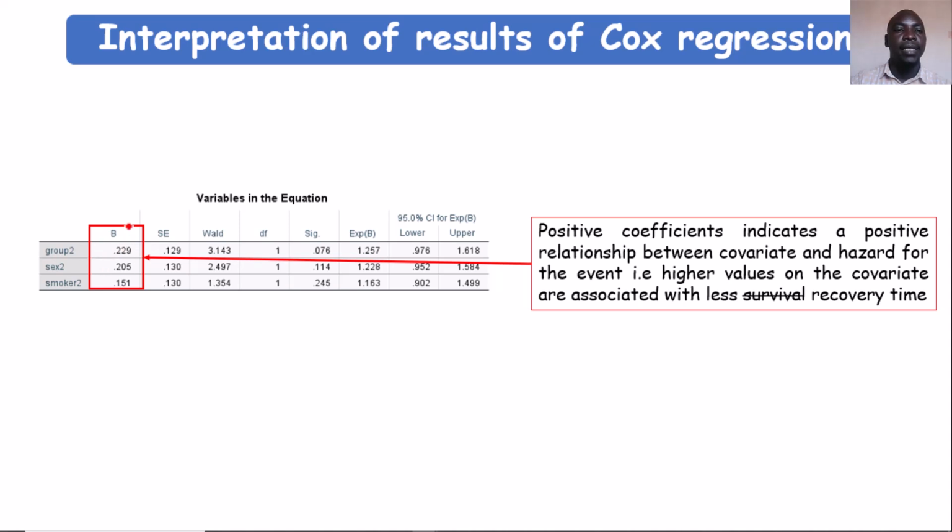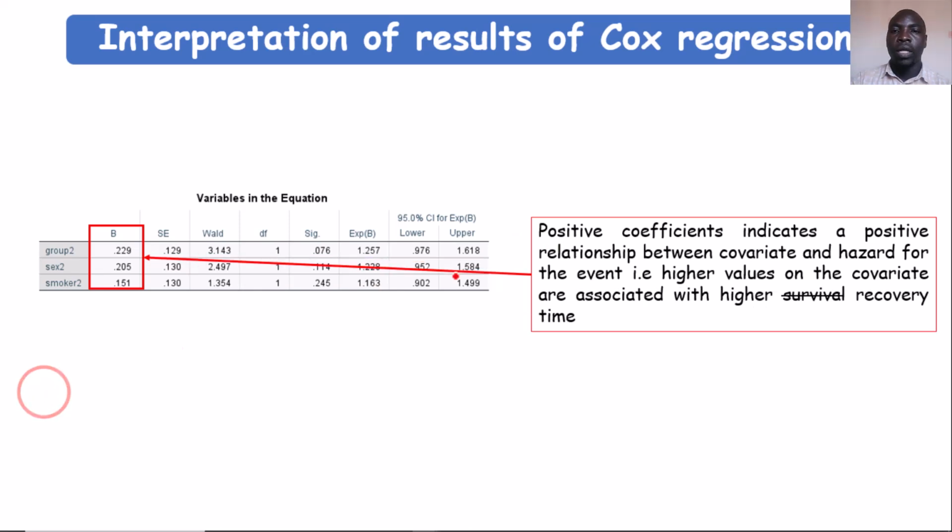And these betas are not interpreted directly, because actually these ones show changes in natural log of the hazard. But generally speaking, they can be interpreted this way. So positive coefficients indicate a positive relationship between the covariate and hazard for the event, i.e. higher values on the covariate are associated with the higher recovery time.